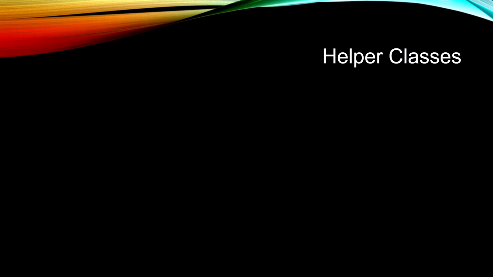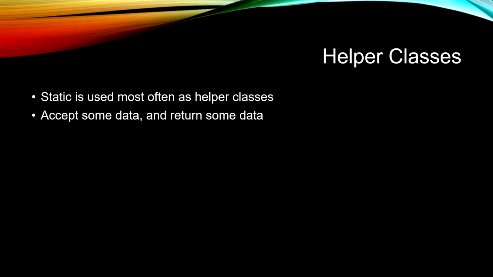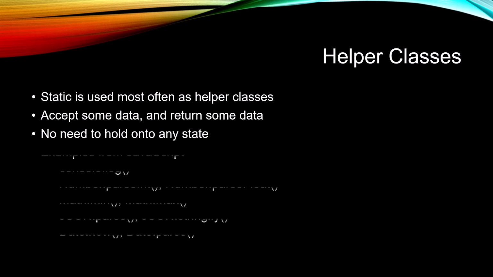Now I typically use static properties and methods for helper classes. This is where you might accept some data and return some data. Nothing needs to be held, right? No state needs to be managed. So if we're not holding on to any state, this is a really good example of where to use static.